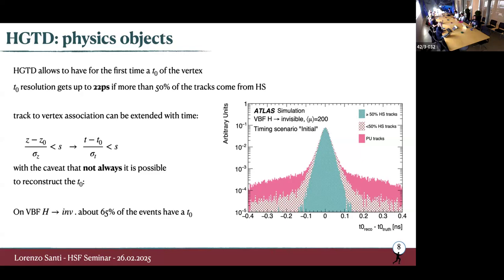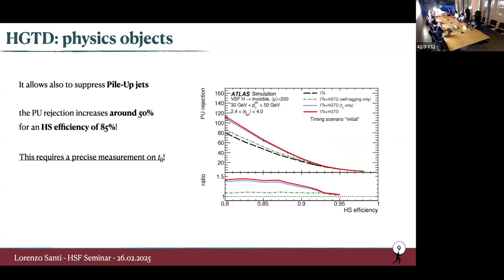And of course, this has to be kept in mind: since the HGTD is in the forward region, it is not always possible to reconstruct the T0. In particular, you can see that on the VBF H to invisible sample, about 65% of the events will have a T0. Moreover, on other physics objects, there is the pileup jet rejection improvement. You can see here on the right plot that with the timing information, we can increase on jet tagging the pileup rejection by a 50% improvement for, for example, 85% efficiency.